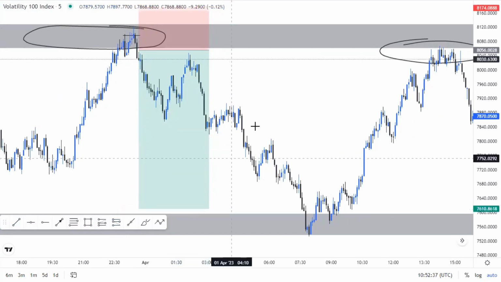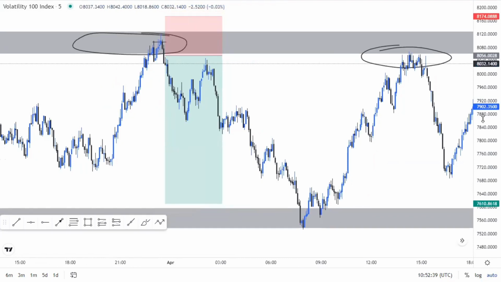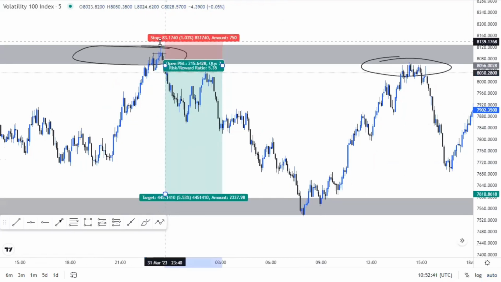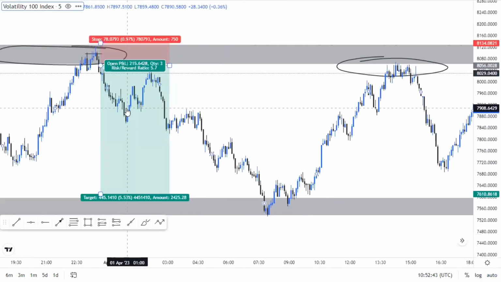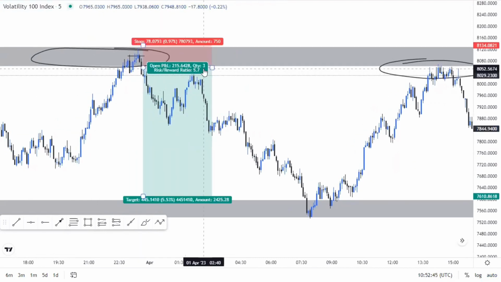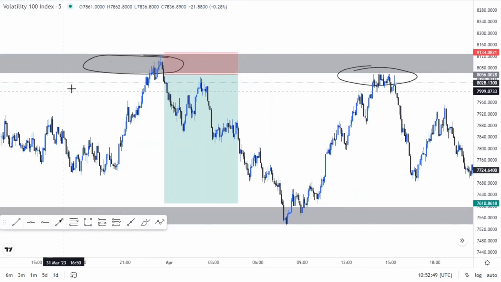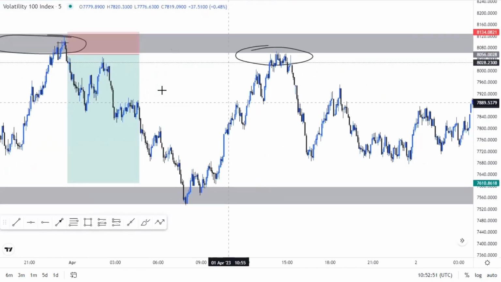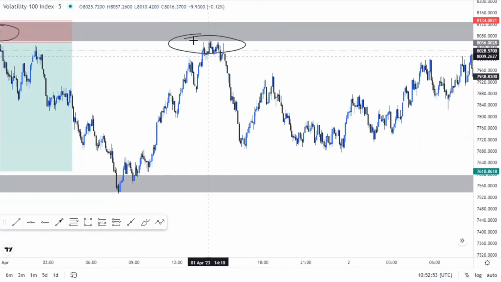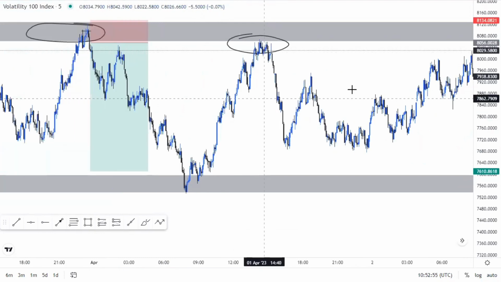All right. See yourself making up to $80 if you're using 0.2, and then risking $14 to make $80, which is absolutely cool, guys. So now the market gets to here, we have our rejection.